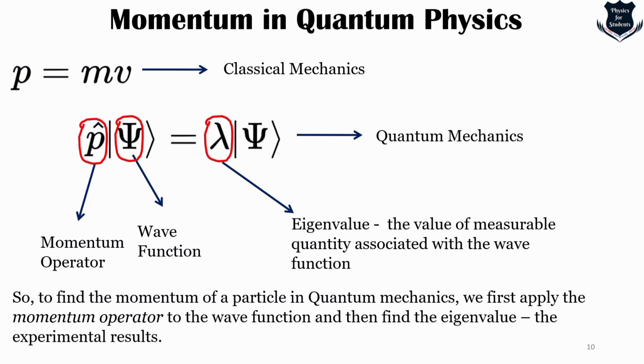So to find the momentum of a particle in quantum mechanics, first we use the momentum operator. We apply it to the wave function psi and then find the eigenvalue, which is the experimental result. So this is just an introduction, a basic layman's understanding of momentum in quantum mechanics, but let us understand this is how the entire concept of momentum looks in quantum mechanics.